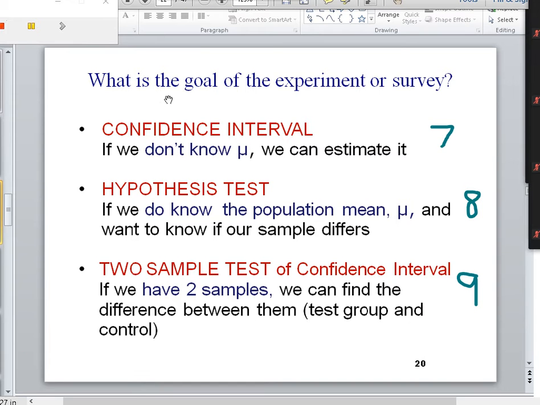Again, look at what the goal is of the experiment or survey. Why did you do it in the first place? If you don't know your mean or your proportion, you want to estimate it, you do a confidence interval, chapter 7. If you do know the population mean or proportion, and you want to know if your sample population differs somehow, that's when you use a hypothesis test, chapter 8. But if you have two samples and you want to find the difference between them and see if they differ somehow, like one group is higher or lower than another group, then you would do a two-sample test. That's chapter 9.